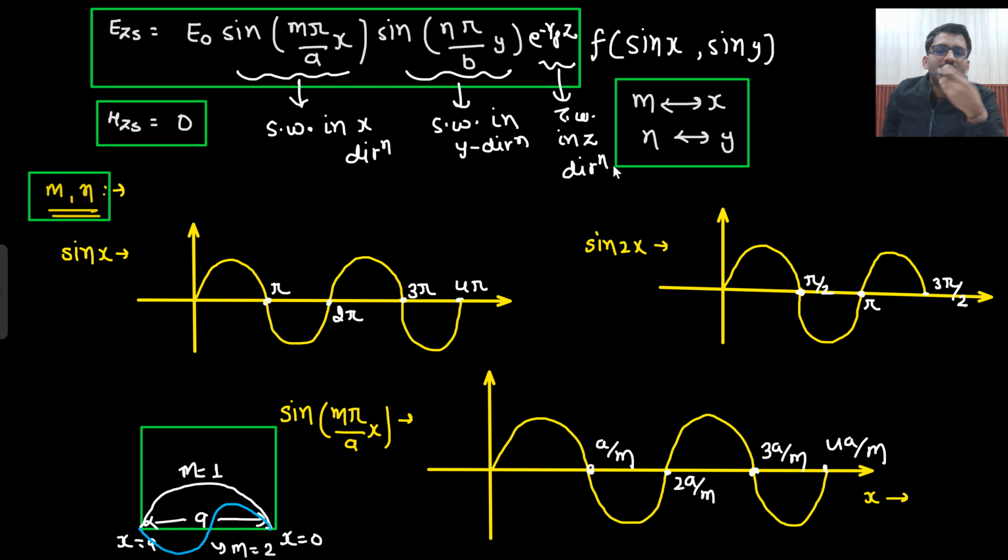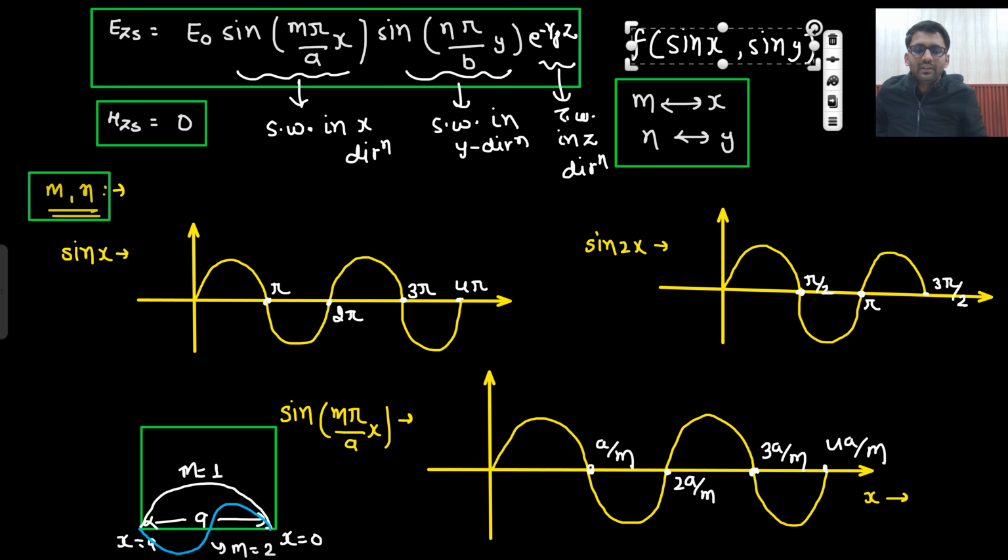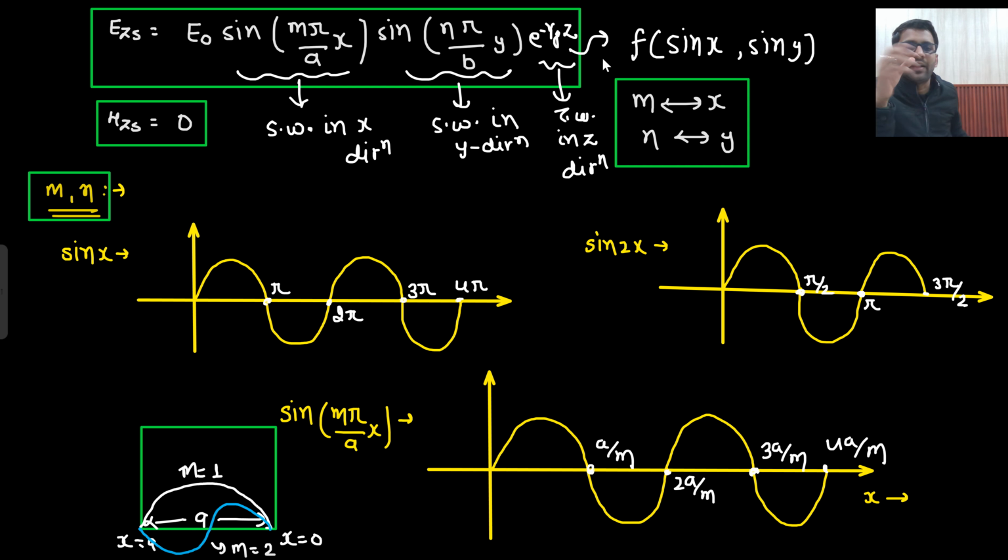So that's why we are getting a standing wave pattern in x direction having minima at x equals 0 and x equals a. Standing wave pattern in y direction having minima at y equals 0 and y equals b. And direction of propagation is e to the power minus gamma g z. The other thing we got to know is that it is a function of both sine. So this we need to remember, and how we will remember: that Isha is sweet. In that manner we will remember. And M is always associated with X and N is always associated with Y.